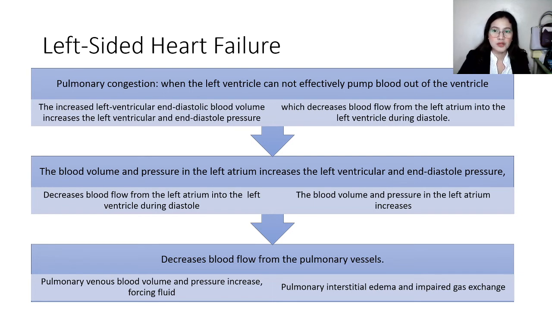Whereas, to continue, pulmonary venous blood volume and pressure increase. This will now force fluid from pulmonary capillaries into the pulmonary tissues and alveoli, and you can observe the client having pulmonary interstitial edema, and there's difficulty of breathing, dyspnea, because of impaired gas exchange.